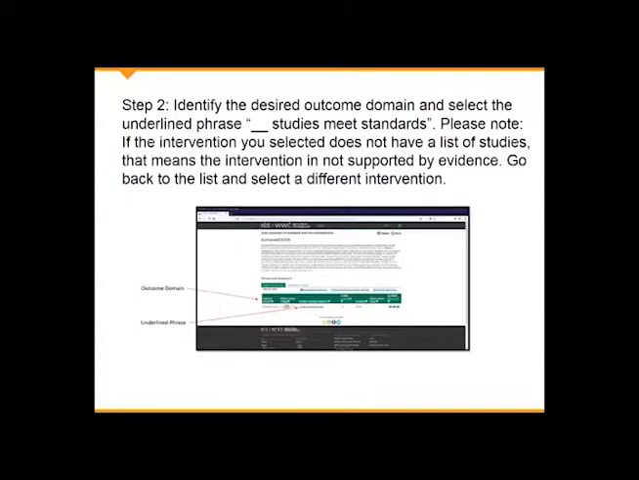Step 2, you'll identify the desired outcomes domain and select the underlined phrase. Here there'll be a number, so it may be 3 studies that meet the standards, or it could be 2 studies meet standards. Please note that if the intervention you selected does not have a list of studies, that means that the intervention is not supported by evidence. Go back to the list and select a different intervention.